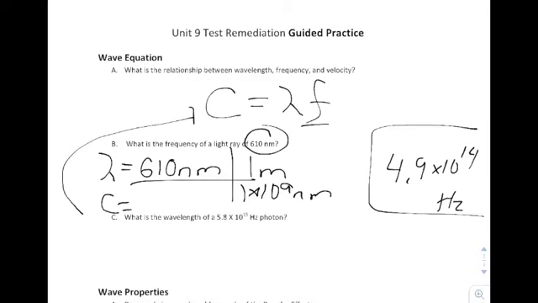Next it says, what is the wavelength of a 5.8 times 10 to the 15th hertz photon? So we're going to use the same equation, and if you do it correctly, you should get something along the lines of 5.2 times 10 to the minus 8th meters.